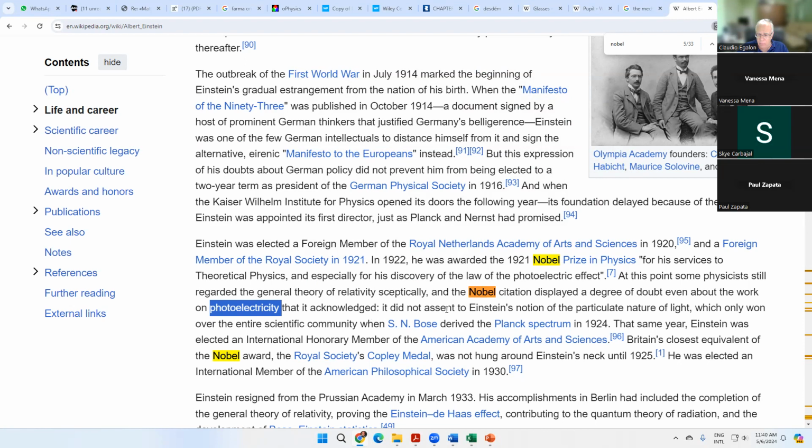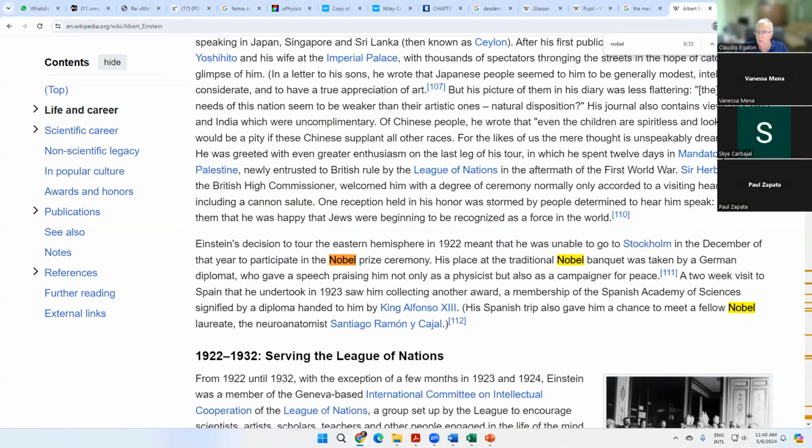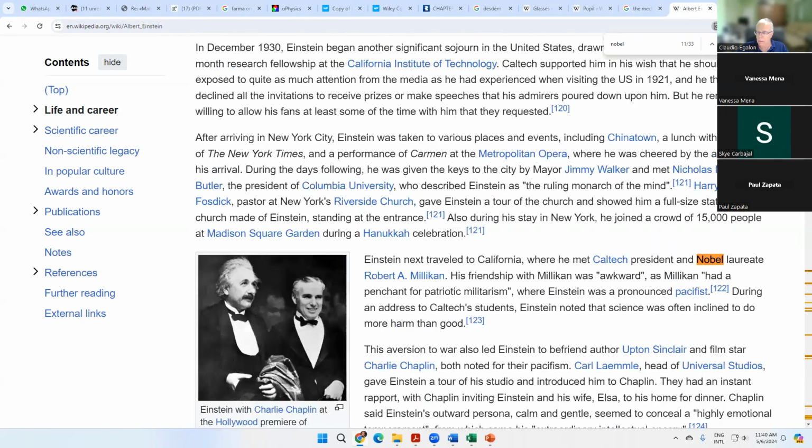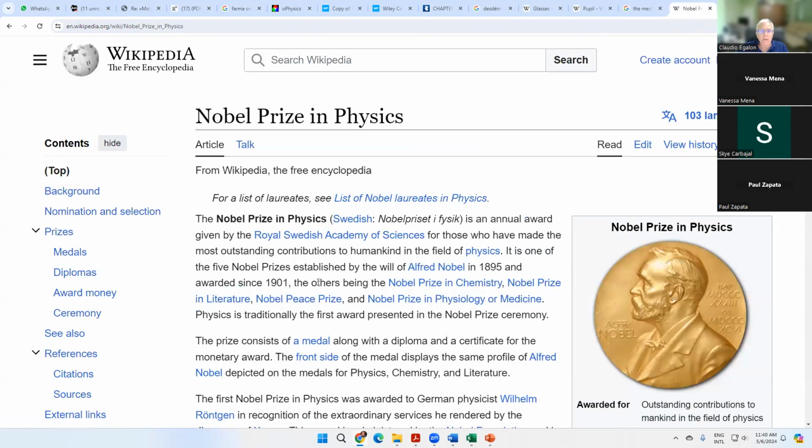He did not assent to Einstein's notion of the particulate nature of light. Let's see the full mention, for his contributions. Let's see the banquet that year and the Nobel Prize ceremony. Doesn't look like they have it here. We have to go elsewhere. Let's see here, Nobel Prize in Physics.